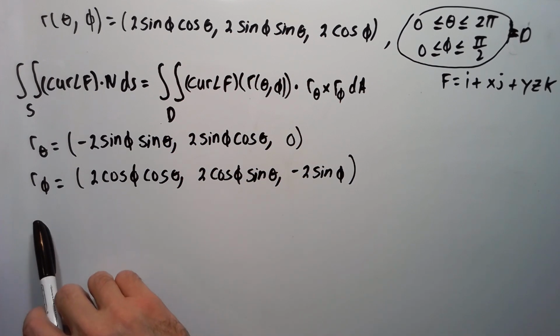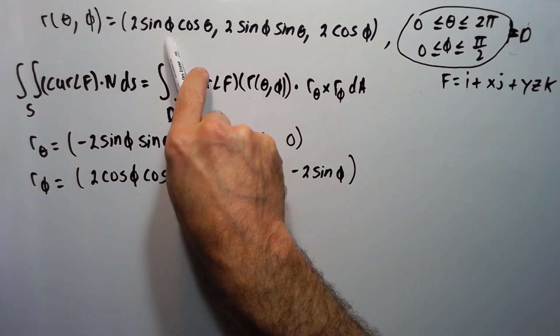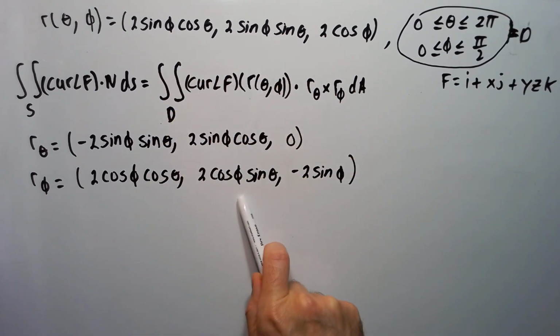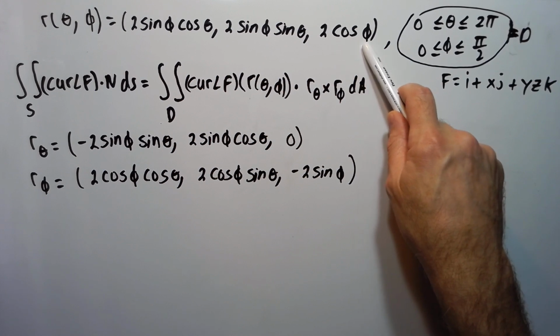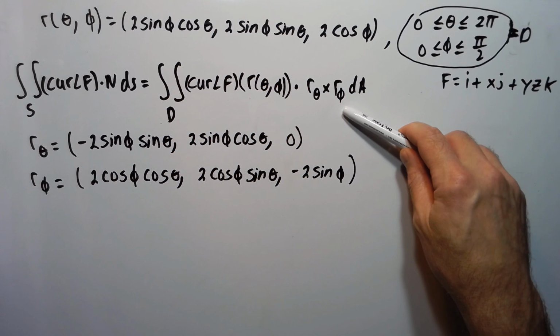So r of phi then, looking at the first one, the derivative of sine phi with respect to phi would be cosine, so it would be 2 cosine theta, and this will also be cosine. And the last one, the derivative with respect to theta, would be minus sine. That's how I got that one. Okay, so now let's do the cross product of these two.